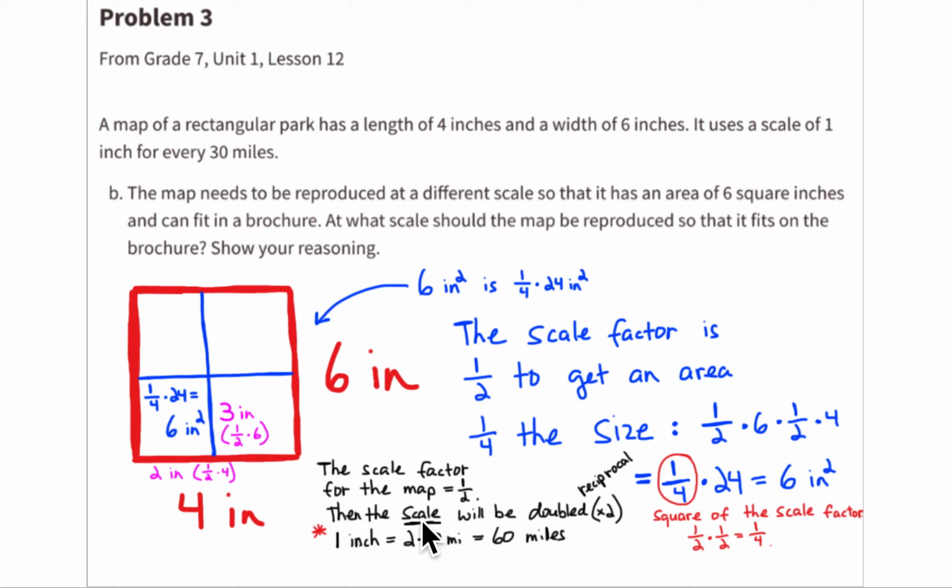It actually gets multiplied by the reciprocal of the scale factor. Because now we're taking this and making it smaller. This entire length still has to equal 120 miles. But that means that each inch now is 60 miles. So you doubled the scale. So 1 inch is equal to 2 times 30 miles, which is 60 miles. So the scale will be doubled. Use the reciprocal. This is hard.